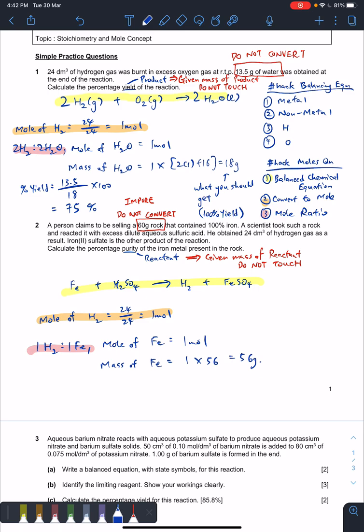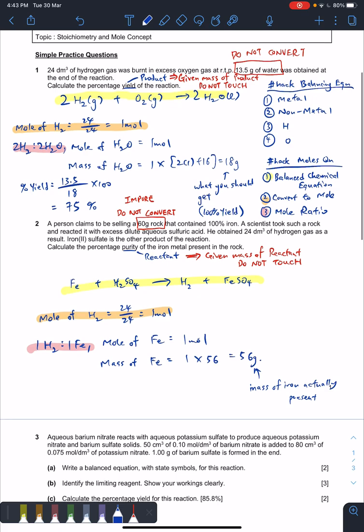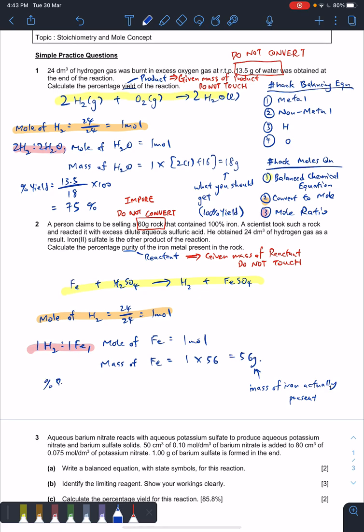So what does it mean? It means that this is the mass of iron actually present compared to the 60 gram, which is the sample. So therefore, in this case, percentage purity is the real mass, 56, over 60, which gives you an answer of 93.3%, 3 SF.